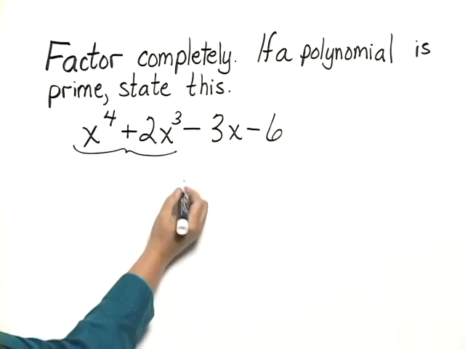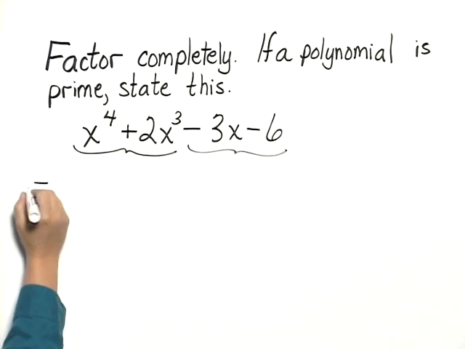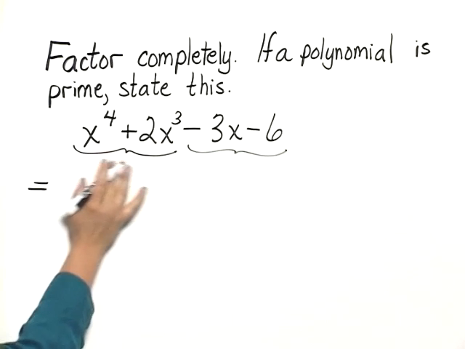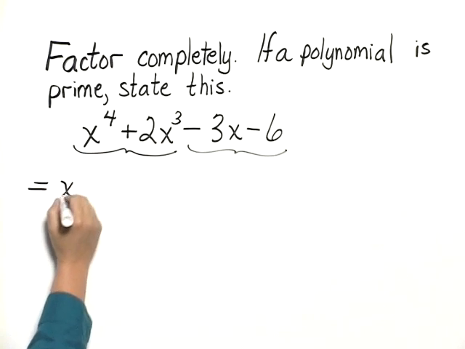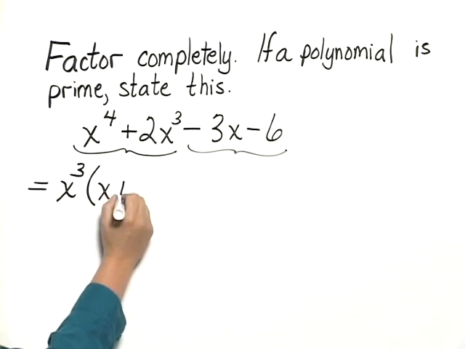We'll group these terms together, and we'll group these terms together. Looking at the first two terms, there is a factor common to just these two terms, and that's x cubed. So let's factor that out. We have x cubed times x plus 2.